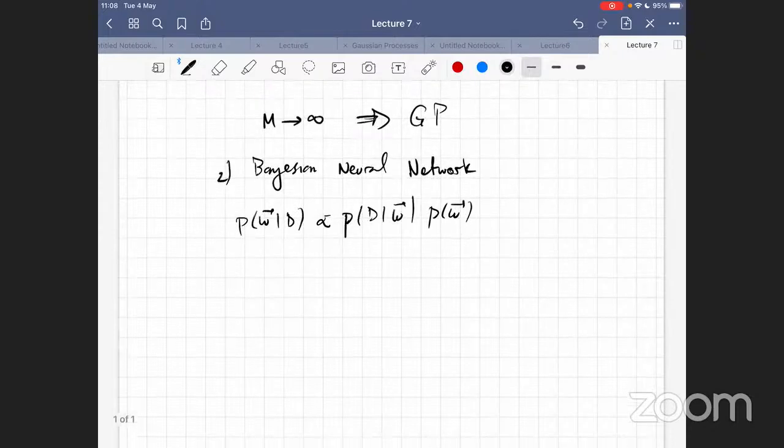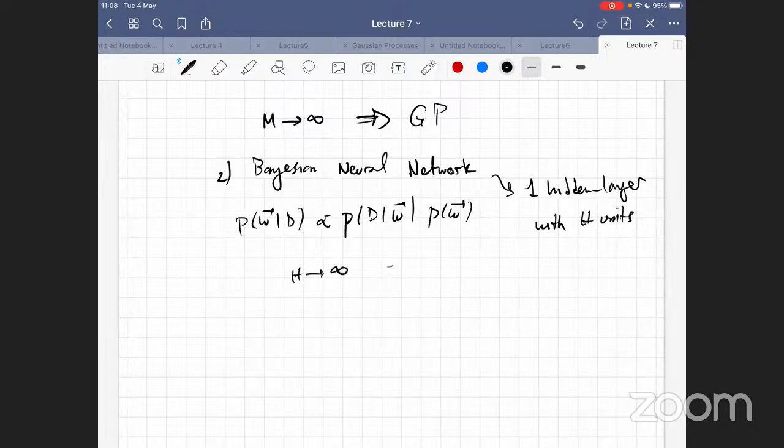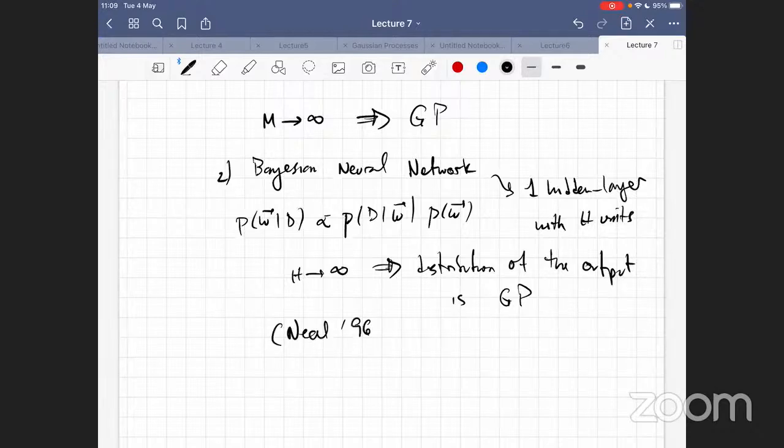So this is what I mean by Bayesian neural network: you work in a Bayesian framework using a neural network as your model. And imagine that your neural network has just one hidden layer, with H units in the hidden layer. If you take H going to infinity, the resulting distribution of the output is going to be a Gaussian process again. This is a famous result by Neal, I think in 1996.